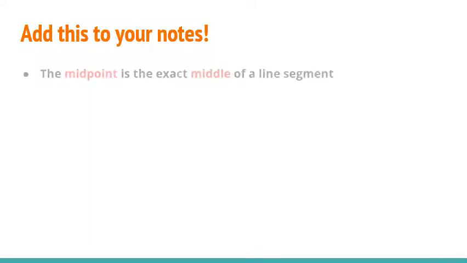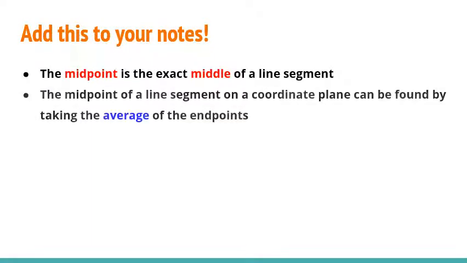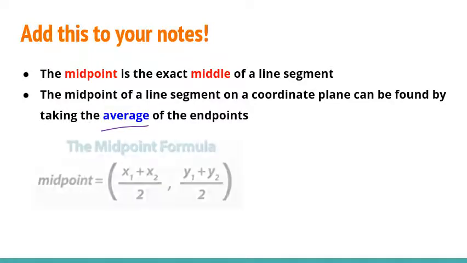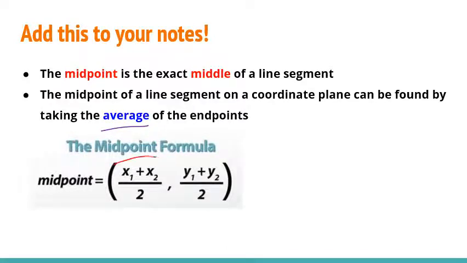For your notes now, the midpoint is the exact middle of a line segment. You probably knew that part already. The midpoint of a line segment on a coordinate plane can be found by taking the average of the endpoints. That's really the key idea. And then if we want to put an actual formula on it, this is the midpoint formula. You take the x values, you add them up, and you divide by 2. And then you take the y values, you add those up and divide by 2, which is the same thing as finding the average.